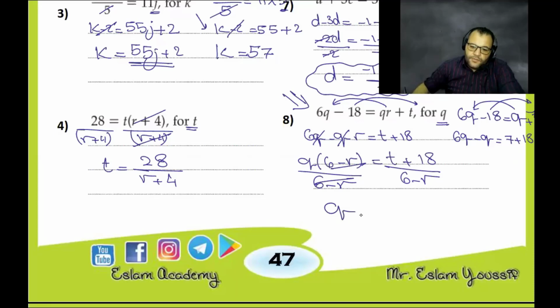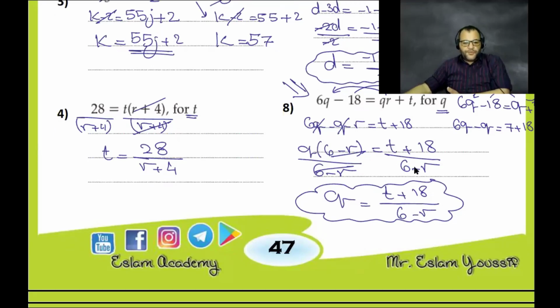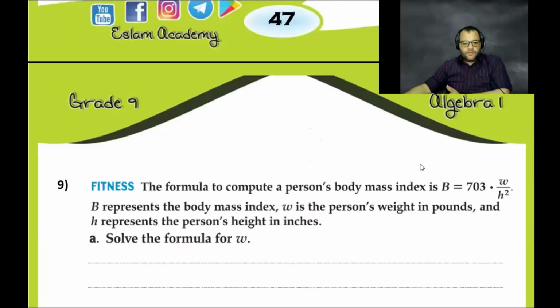So what's the lesson name? Sorry? T plus 18 over 6 minus R. Literal equations and dimensional analysis. Wait a second, mister. Okay. Yes, sir. Very good, easy. Any problem for this one? Alhamdulillah. No, mister.